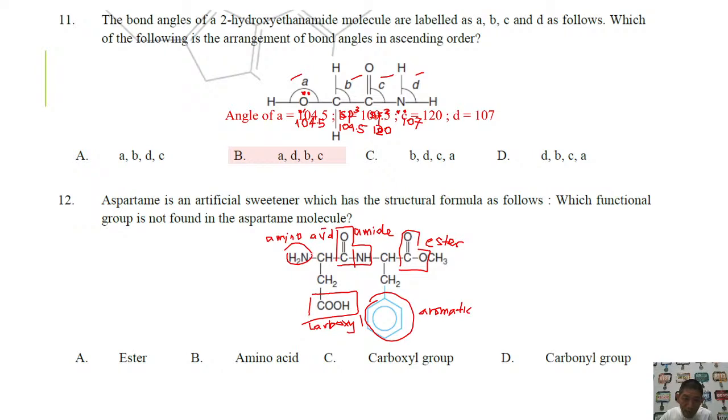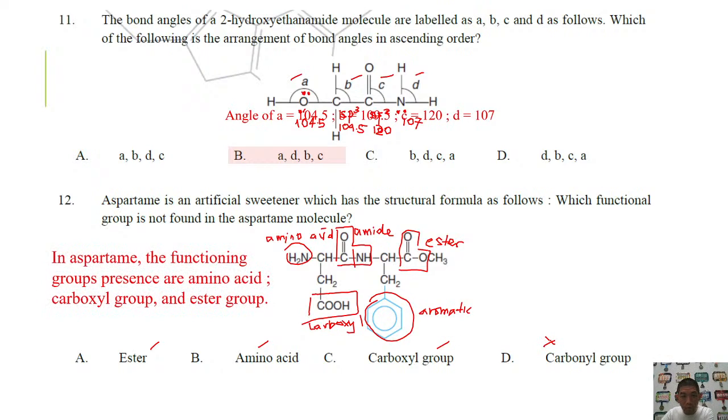So which one is not inside our selection? Ester, yes. Amino acid, yes. Carboxyl, yes. Carbonyl, not true. So the best answer in here is D. Okay. So in here you must be very good at identifying what are the functional groups present. So that is for number 12.